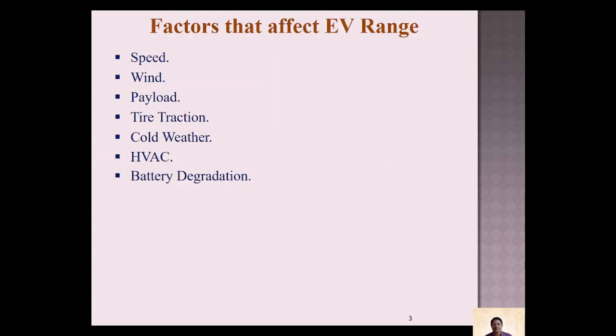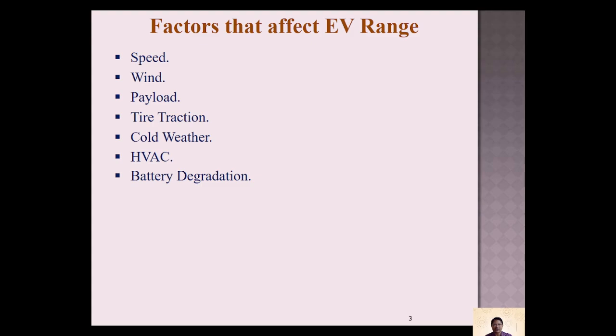So factors that affect EV range: speed, wind, payload, tire traction, cold weather, HVAC, that is heat, ventilation, air conditioning, battery degradation. When speed increases, definitely the electric energy required to drive the vehicle and overcome the wind is very much required. The payload also matters. If you increase the load, the energy required to carry the load will be higher, so the range will be reduced.